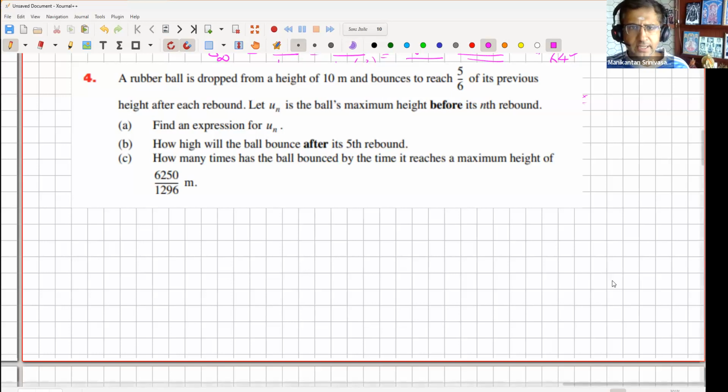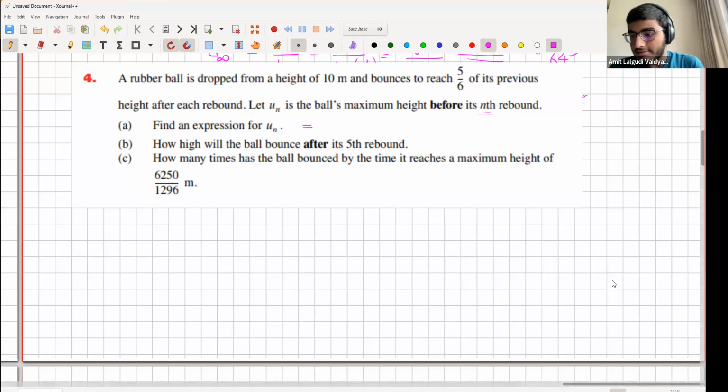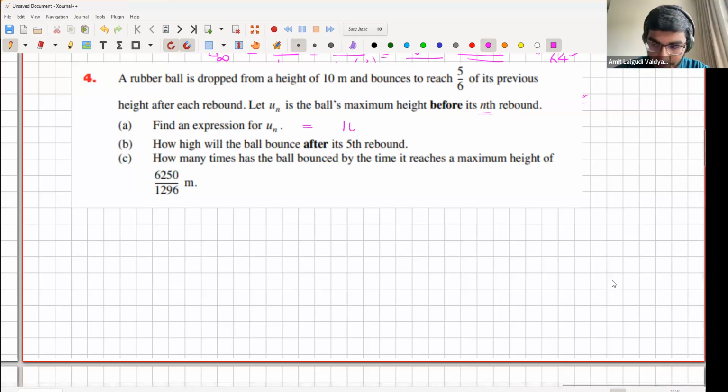Okay, we can start discussing, they're all fairly easy questions, right? Amit, you want to help with the first one? Find an expression for u n, before the nth rebound. 10 times 5/6 to the power of n minus 1. Sorry, please repeat again. 10 times 5/6 to the power of n minus 1. Okay.